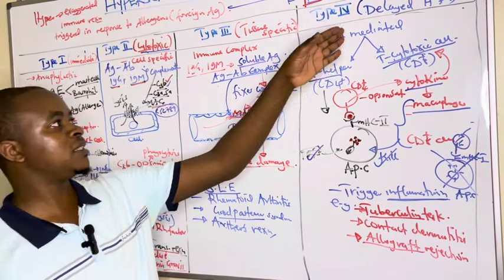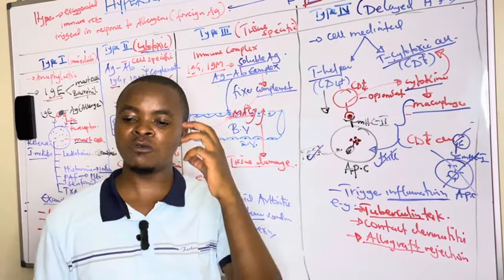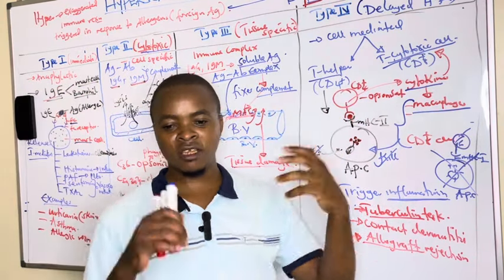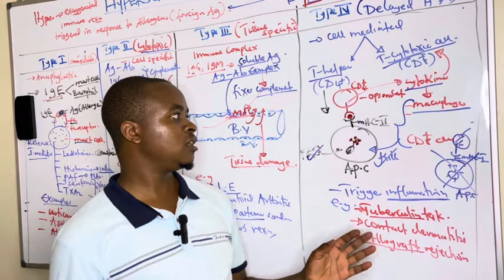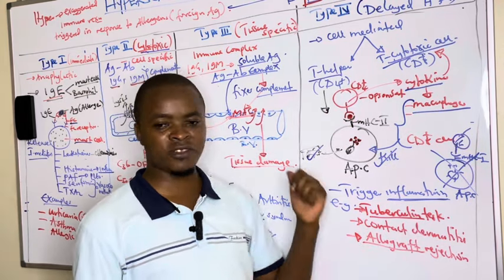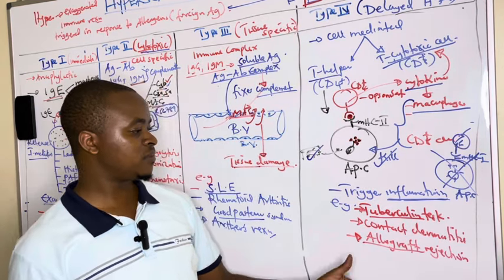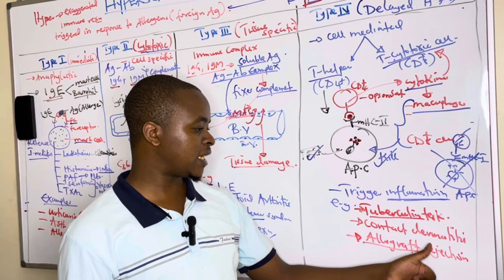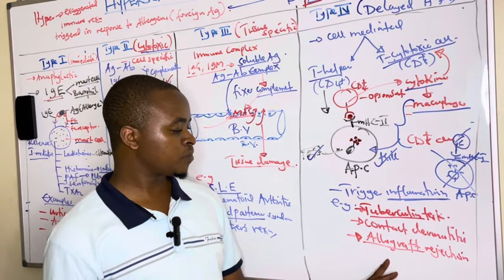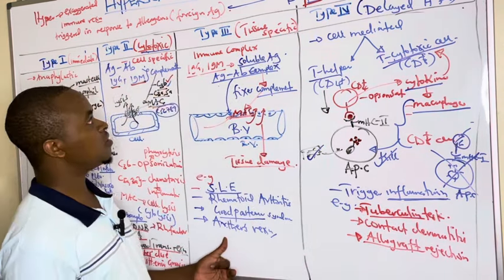Then the last one is delayed hypersensitivity reaction, or what we have called type 4, which is cell-mediated. Others are antibody-mediated, but this is cell-mediated, involving CD4 and CD8, which we have seen all work together to bring about inflammation and the killing of the antigen. And we have seen examples being the tuberculin test, contact dermatitis, and allograft rejection. Some books also add farmer's lung disease, but sometimes it might be part of type 3.